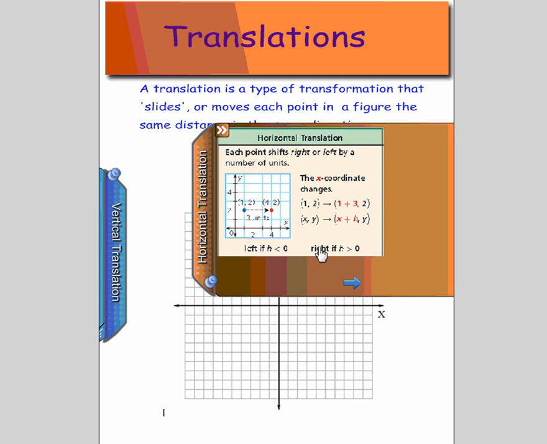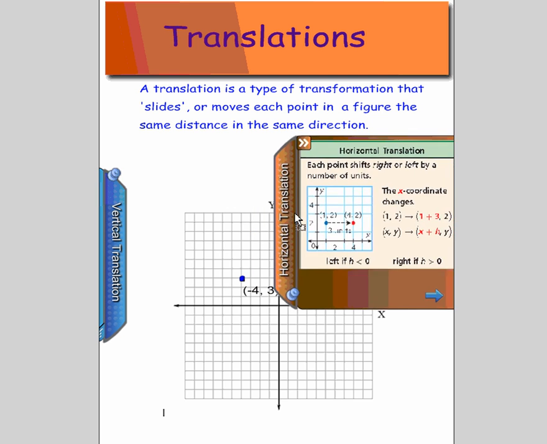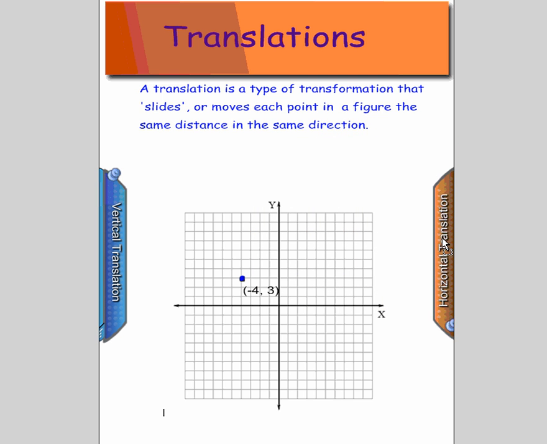Horizontal translation, as you probably guess, is moving left or right. You're not changing the shape of the figure. You're just changing the location of it. So moving the figure left and right. In this case, if you're looking at just a coordinate, you're going to move it left or right. There you go. All right, and then let's look at the next slide.